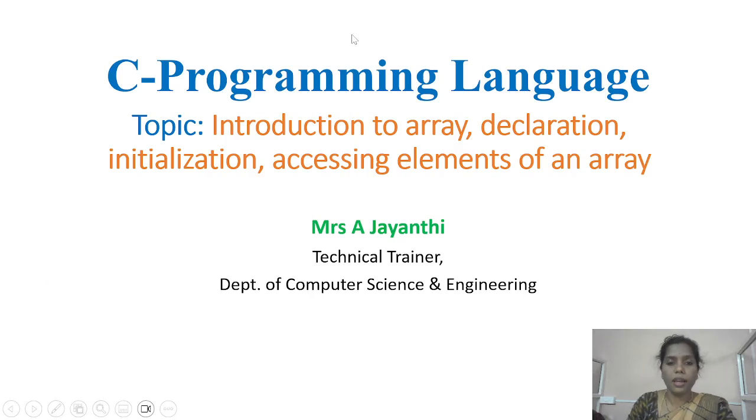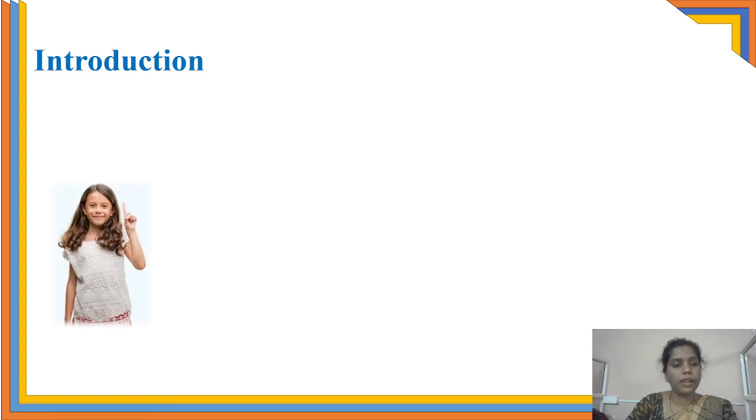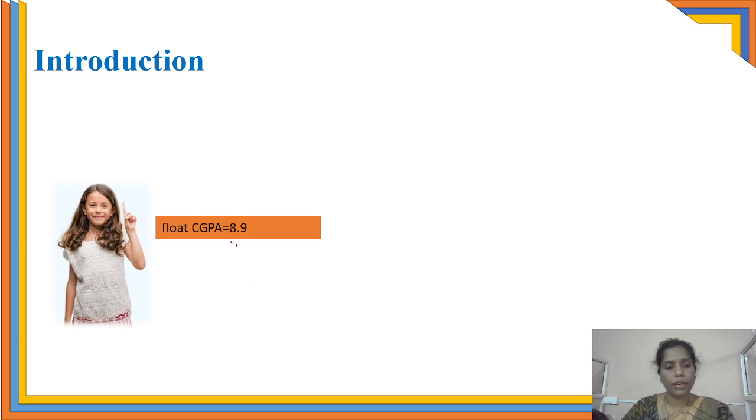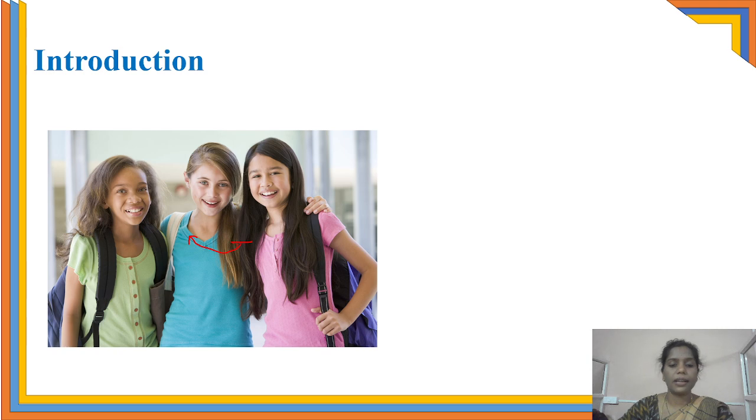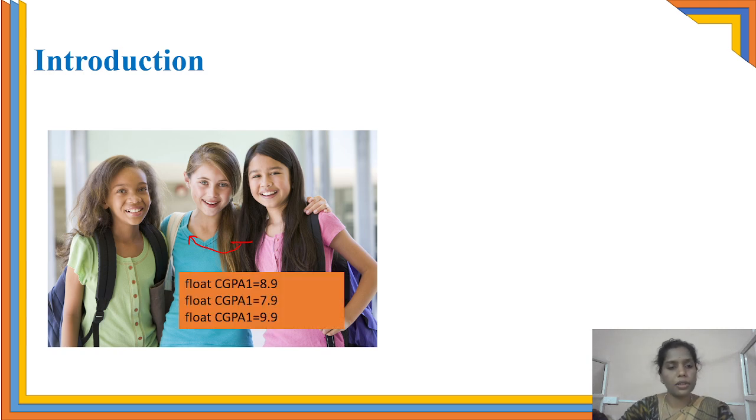Good morning. Next topic is arrays. So, introduction. For example, she got a score of CGPA 8.9. 8.9 is a float variable, right? So, you can use one float variable. Here there are three girls whose CGPA was 8.9, 7.9, 9.9. You can use three variables.